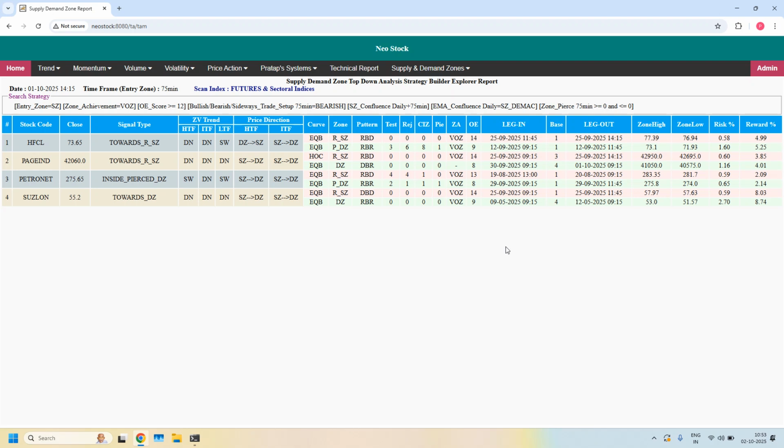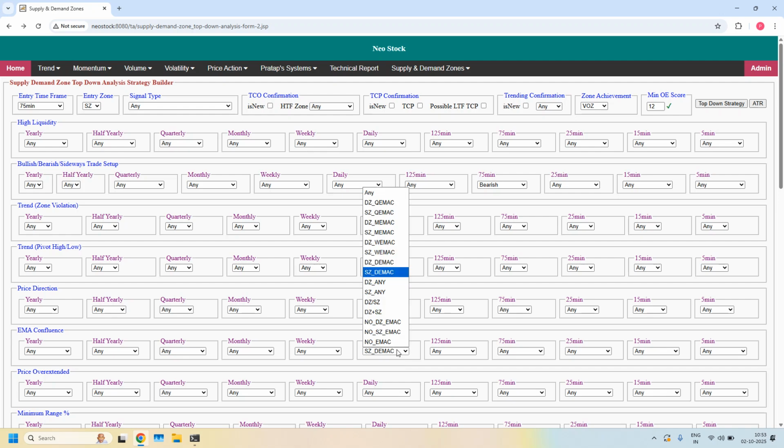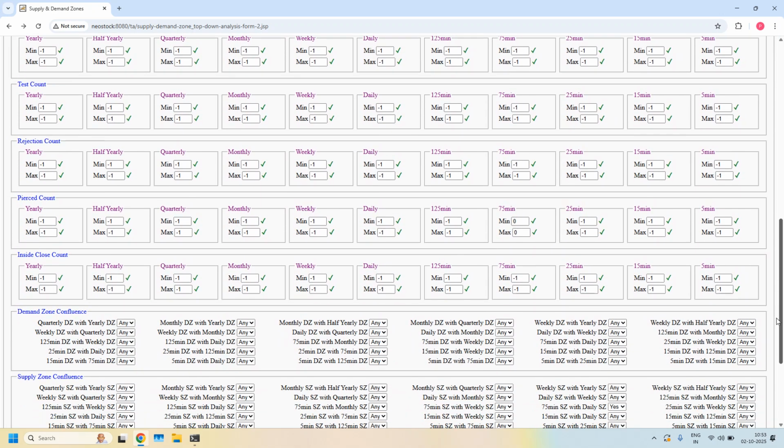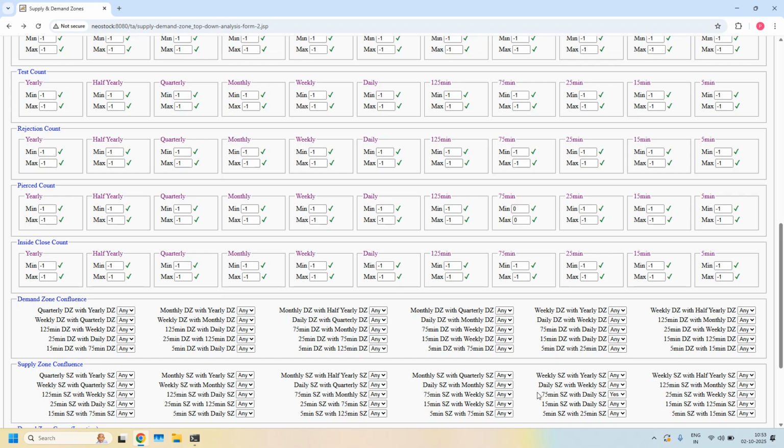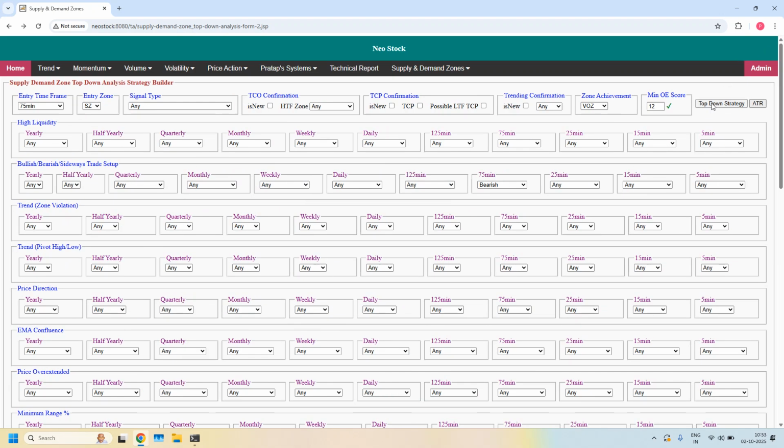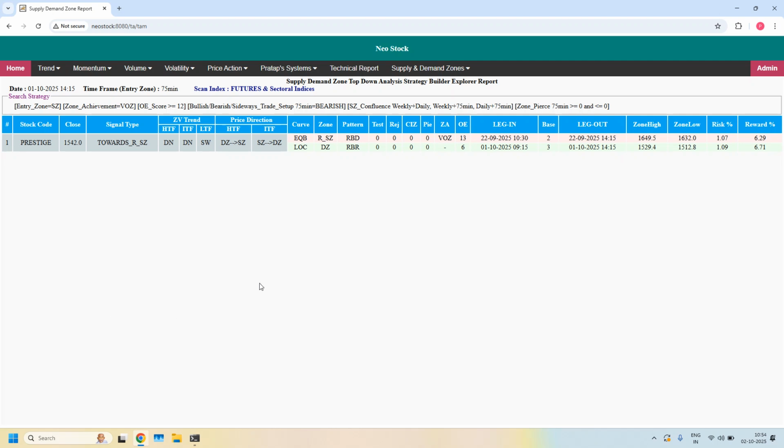Okay, next strategy: LTF, ITF, HTF supply zone confluence, removing the ITF EMA filter. Supply zone confluence, 3 filters I have to set: 75 minutes and daily, 75 minutes and weekly, daily and weekly supply zone confluence. With all the 3 filters, we got only 1 stock. So this 75 minute supply zone overlapped with daily, both together overlapped with weekly.